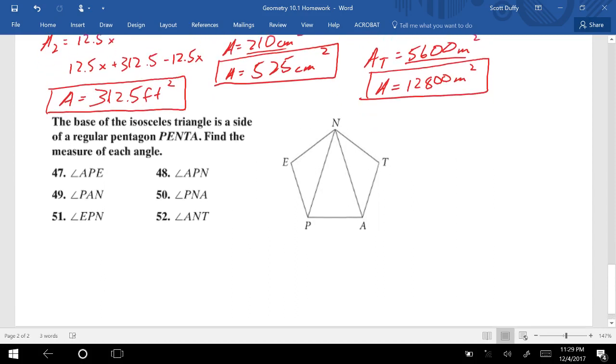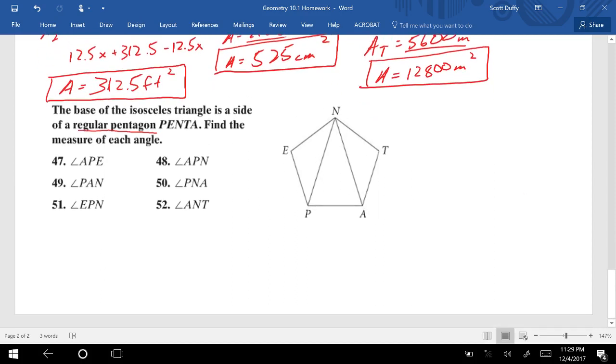Last problem. With a regular pentagon, what I know is that the interior angle sum will be the number of sides minus 2 times 180. Now the number of sides is 5, minus 2, times 180. And that equals 540 degrees total, dispersed through all of these angles. This angle, this angle, this angle, this angle, this angle. Now, if I want to find what each individual angle is, I divide the total 540 by 5 because there's 5 angles.